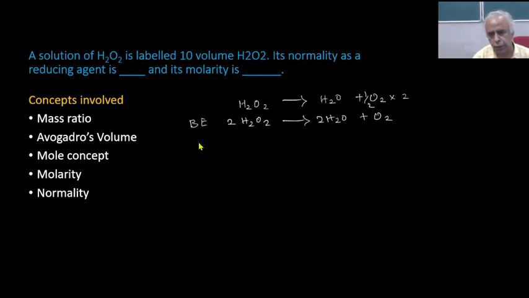So first indicate the number of moles involved in this reaction. You can call it mole, that is ratio also. So the number of moles involved here is 2 moles of H2O2. That can give 2 moles of water and 1 mole of oxygen.